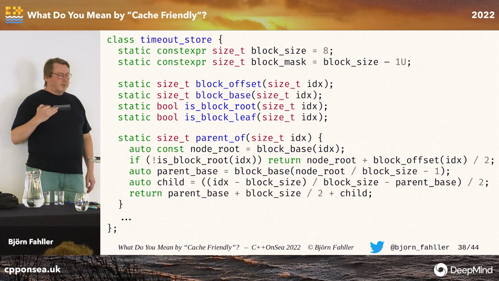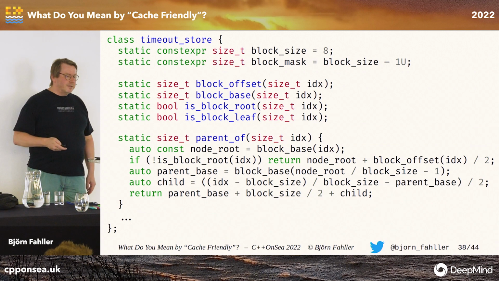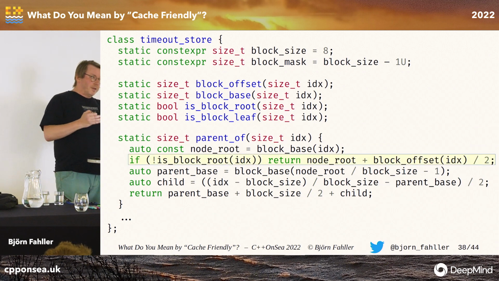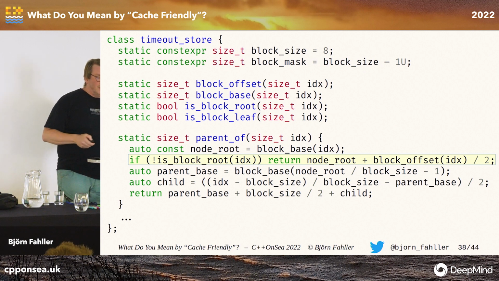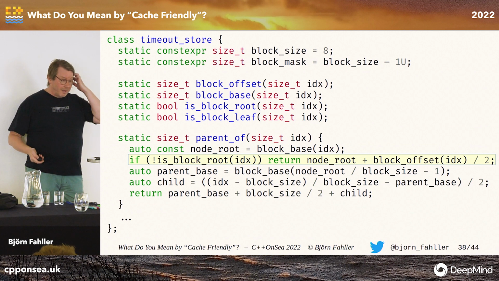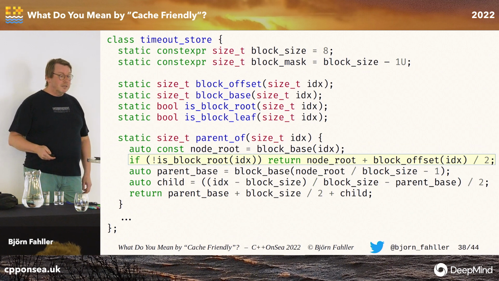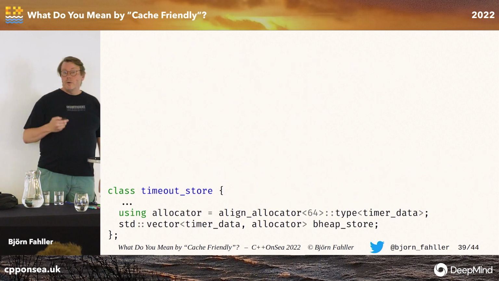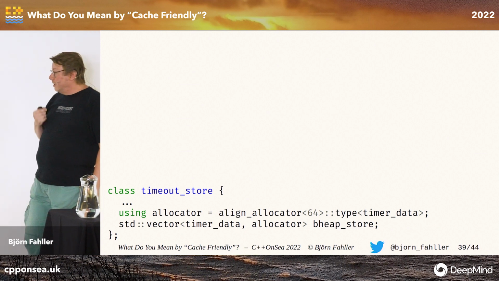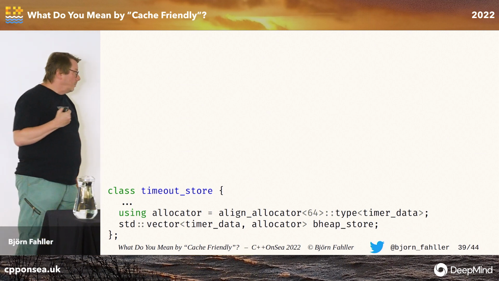And likewise for getting to the parent, if I'm not at block root, then it's simple. I just move up a little bit. But otherwise, again, the log 8 thing, which is not great. And also, here it's really important to be aligned with the cache lines.